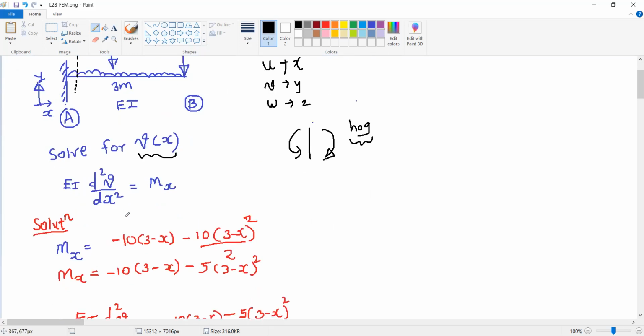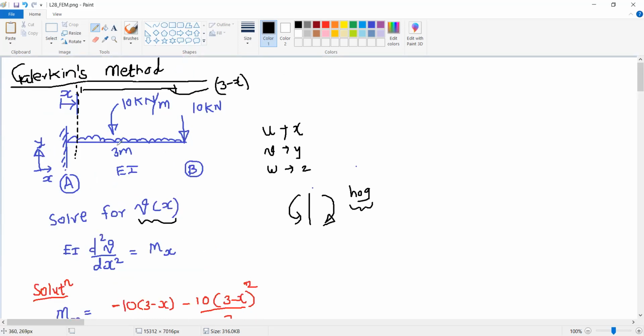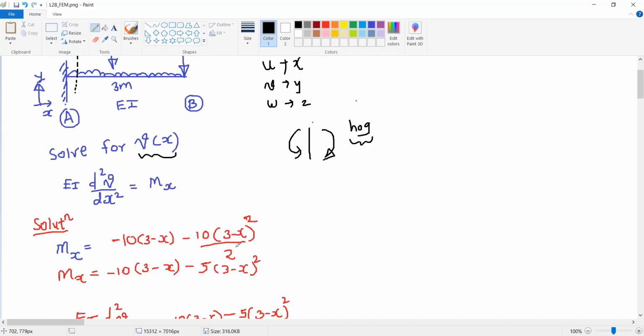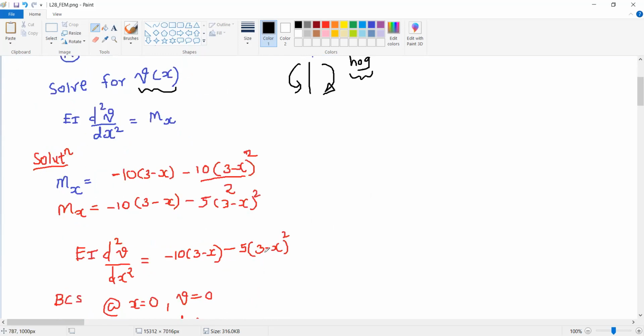So M at X will have first component as minus 10 into 3 minus X. This minus sign is for hogging, and then due to UDL, the bending moment at this location is going to be 10 into (3 minus X) squared by 2, hogging, and therefore negative sign. So bending moment at X is given as minus 10 into 3 minus X minus, this 10 by 2 becomes 5 into (3 minus X) squared. So the governing differential equation for this beam is EI d square V upon dx square is equal to minus 10 into 3 minus X minus 5 into (3 minus X) squared.